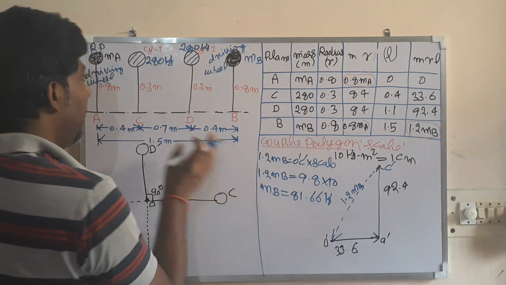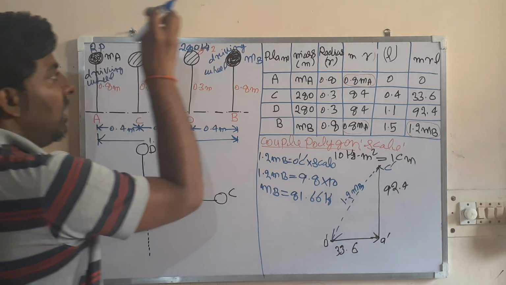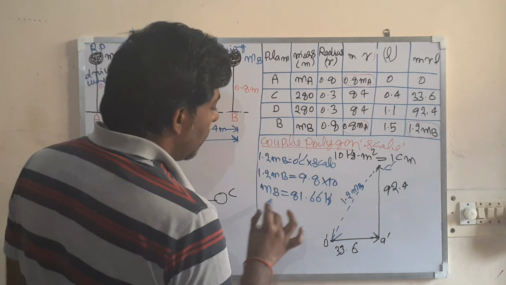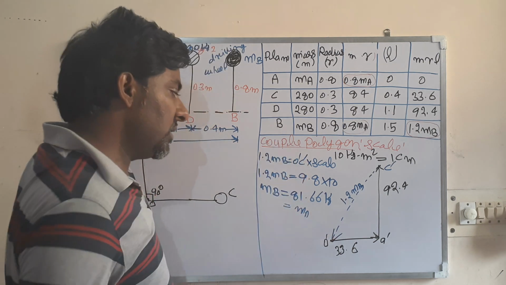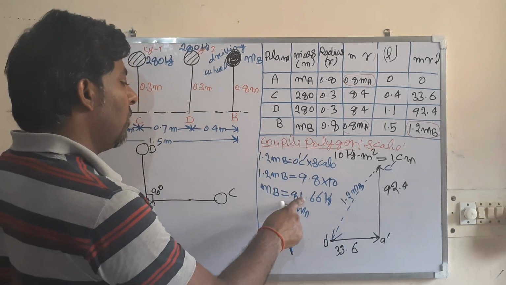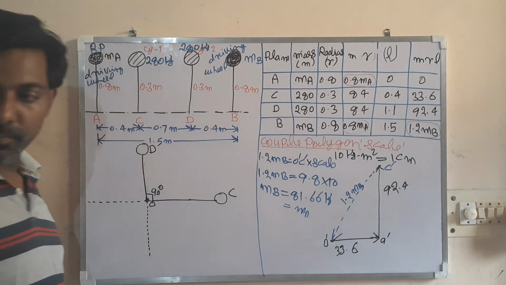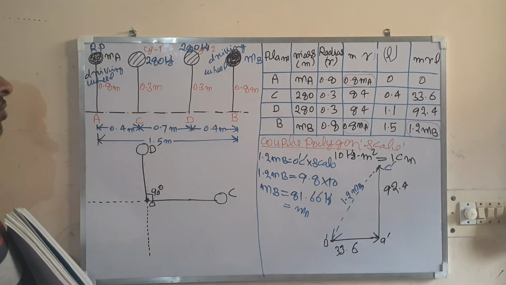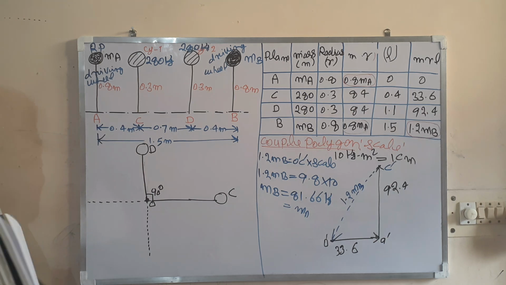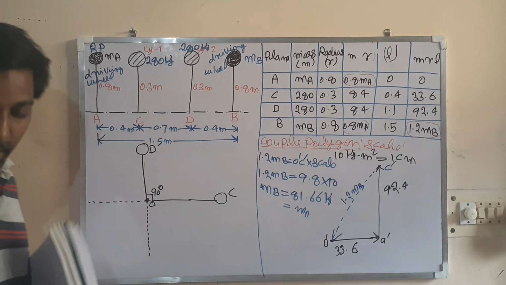So whatever the balancing mass in plane A is, a similar magnitude will be in B. So this will also be equal to MA. So the balancing masses MA and MB are equal to 81.66 kg. Both the unknown masses in the planes will be the same due to the symmetry.